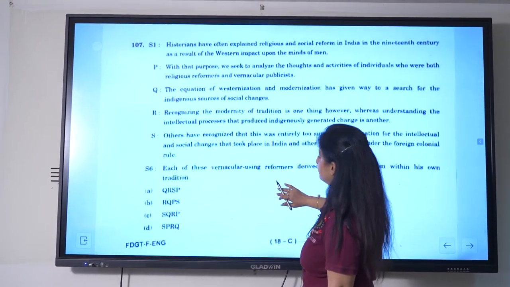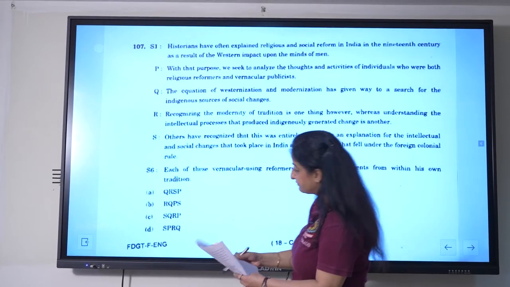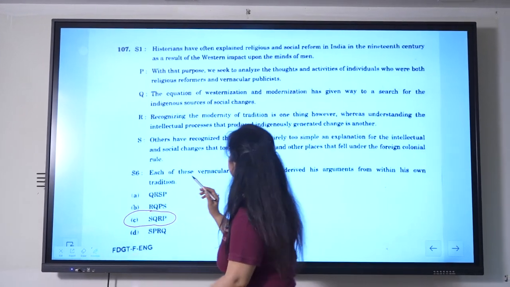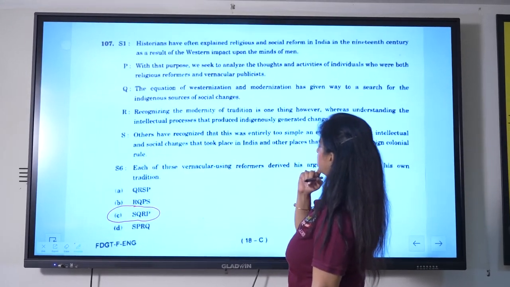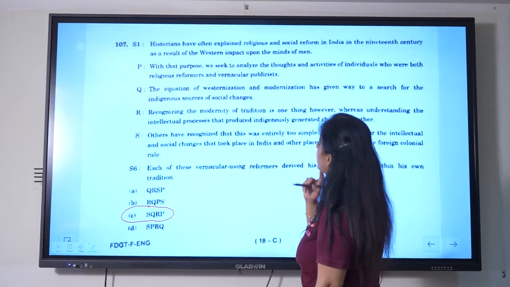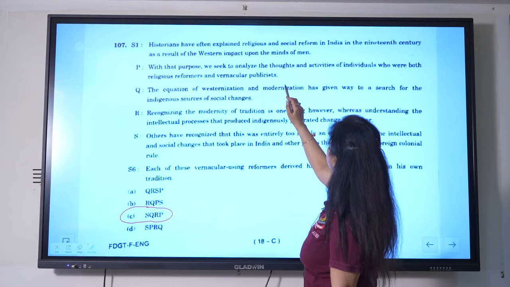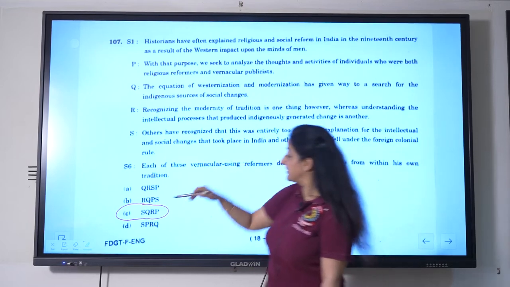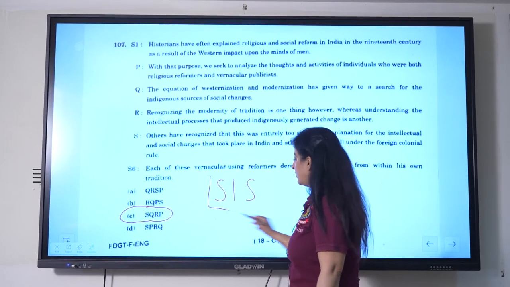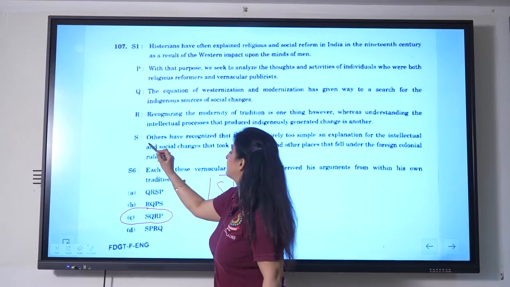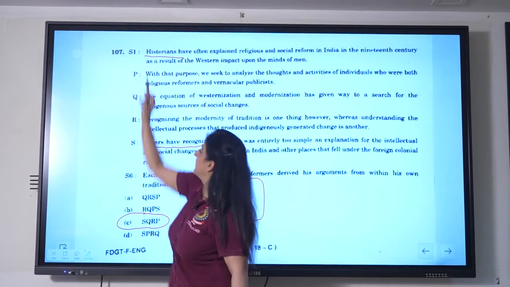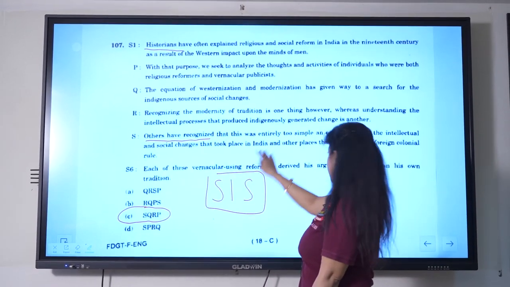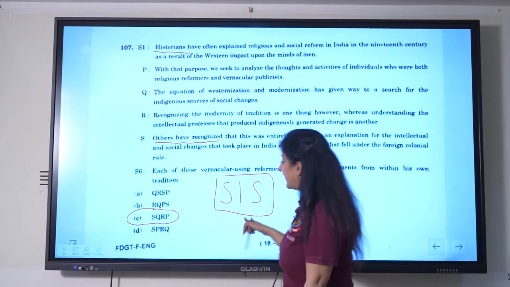Question 107. The answer is Charlie, SQRP. So let's see what is the connection. S1 says, historians have often explained religious reform. Reason bataya hai ki Western impact ki wajah se. So that's how S1 aur S ka connection kya ho raha hai. S mein likha, others have recognized. Yahan historians and yahan others. Historians ne woh wajah batai hai, Western influence. Dusron ne kuch aur wajah batai hai. So that's how S1 and S.